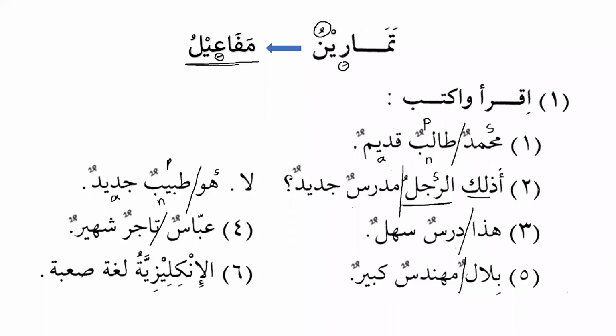Bilalun is a big engineer. And then we say Al-Inkliziyatu lughatun sa'batun. English is a difficult language. Al-Inkliziyatu, as we know that English, it has ta marbuta, it's feminine. And that's why the khabar is also feminine. The noun is lughatun, and the noun is feminine, and that's why the adjective that we use for the noun is also feminine. So both of them have to be feminine.